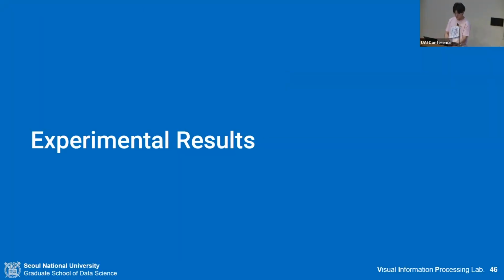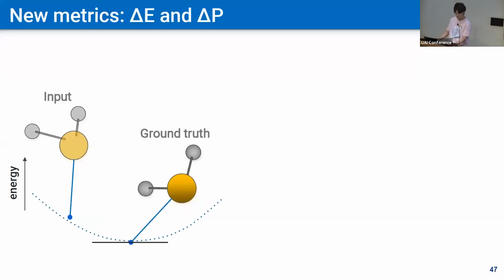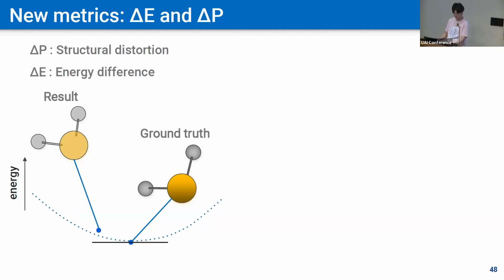So in this section, I'll explain our experiment setups and the major results. In our experiment, we adopt two novel metrics to measure the generalizability of our model. When structure optimization is applied, we can measure the structural distortion and the energy difference between the resulting molecule and the ground truth molecule. Here, the structural distortion is denoted as delta P, and the energy difference is denoted as delta E. We can use them to see whether the model learns a meaningful energy surface.